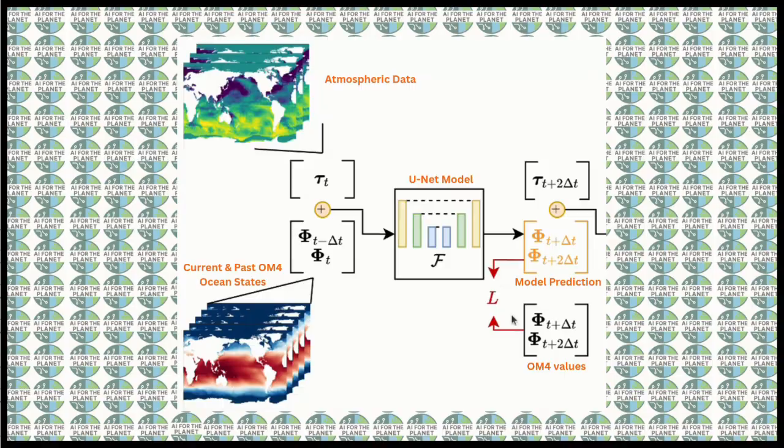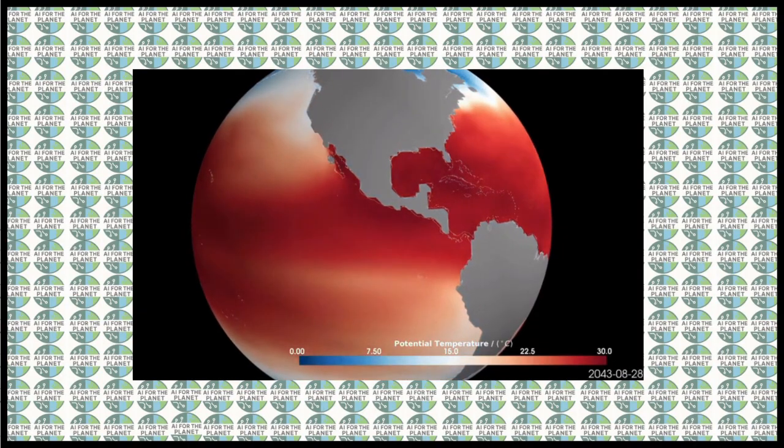This training is done using OM4 values and atmospheric data from the years 1975 to 2014. This model, which the authors call Samudra, has 135 million parameters, but its simple computational form means it can be run quickly. A year of ocean dynamics takes about 90 seconds to run on a single GPU, which is 75 times faster than OM4.